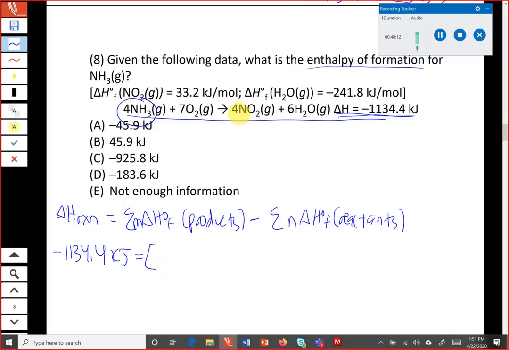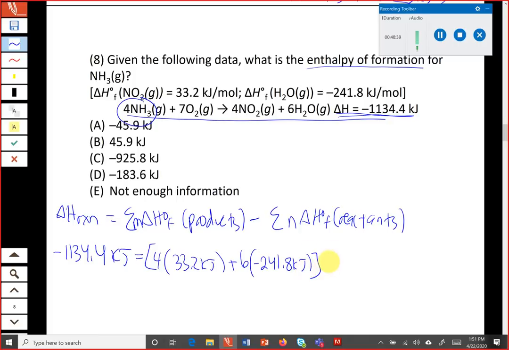So on the product side, we have 4 NO2s, and the delta H of formation for NO2 is given here as 33.2 kilojoules. And then on the product side, we also have 6 water in the gas phase. Enthalpy of formation for water is minus 241.8.